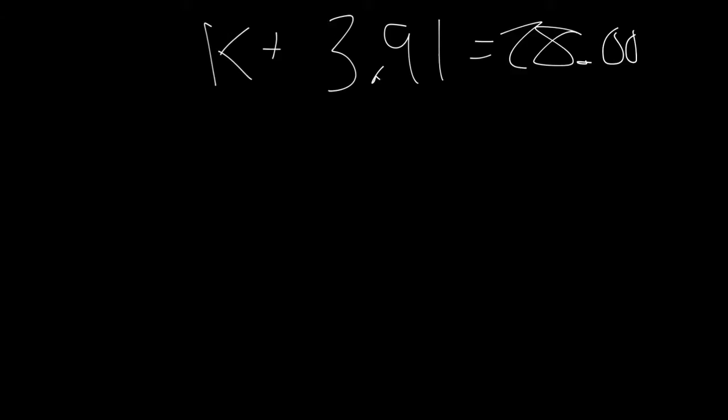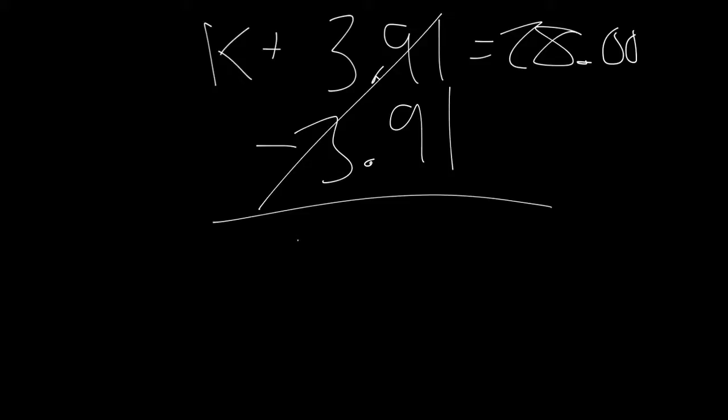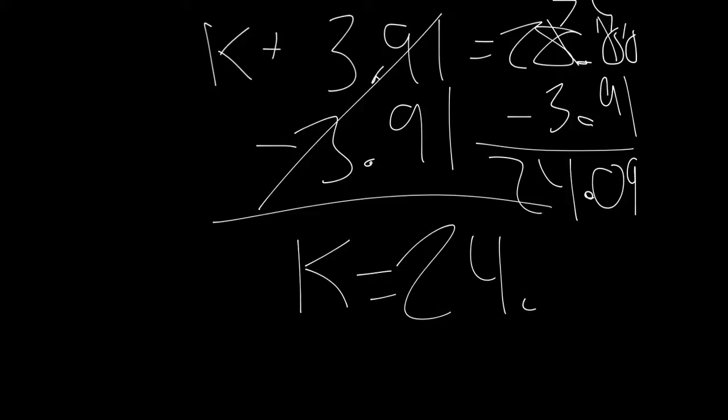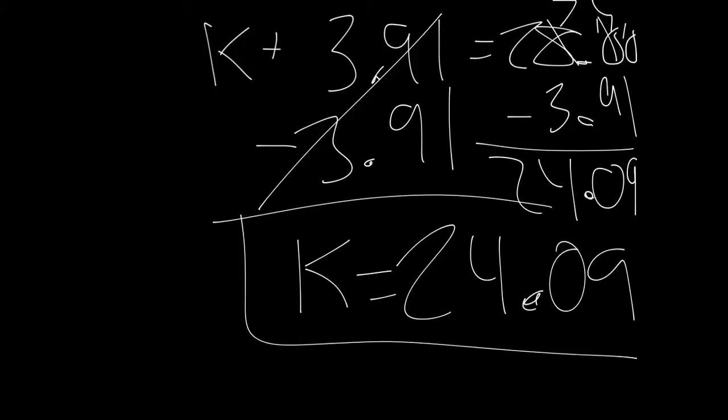In this problem, K is being added by 3.91. So we're going to subtract 3.91. Cancel each other out. K equals 3. You take away our answer is 24.09.